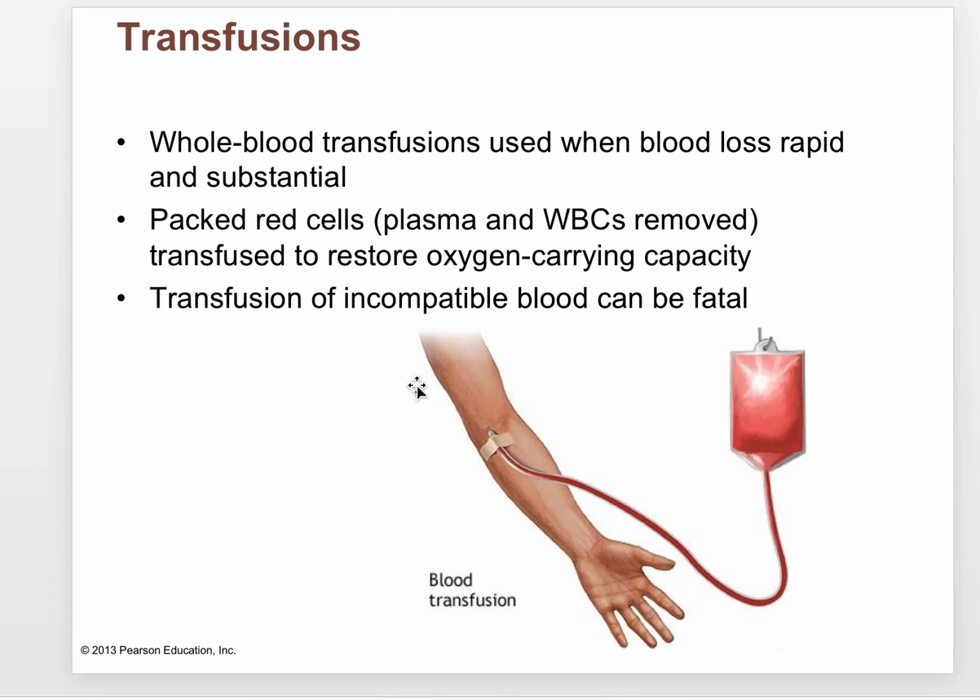All right, we'll shift gears a little bit and talk about transfusions. This can get a little tricky, so I'll try to explain it as we go along. But as you know, we can get transfusion of blood. Whole blood transfusion is transfusion of the whole blood, which is red blood cells, plasma, everything in the blood. If there's rapid blood loss and it's substantial, that's when a whole blood transfusion is indicated.